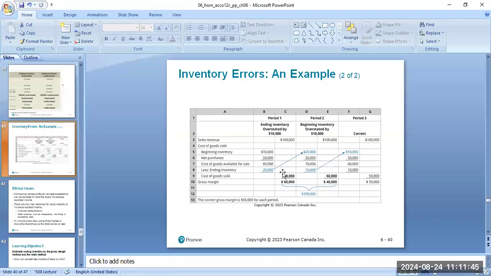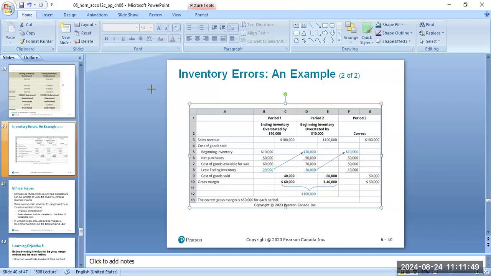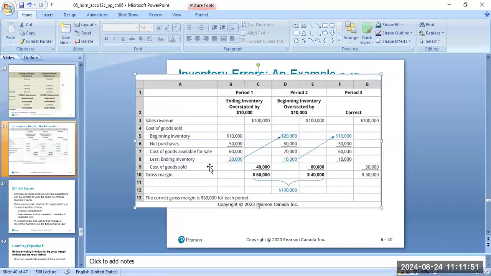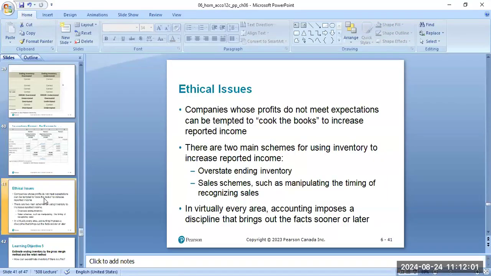With the simple example here, we see how one period affects another period. So we made a mistake here. That effect of the first period is going to affect the second period. Ethical issues.